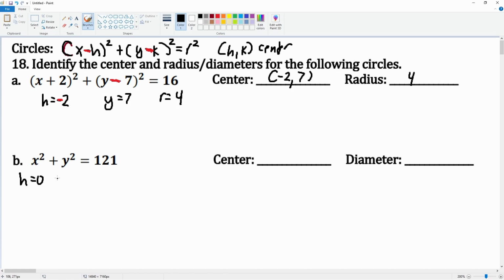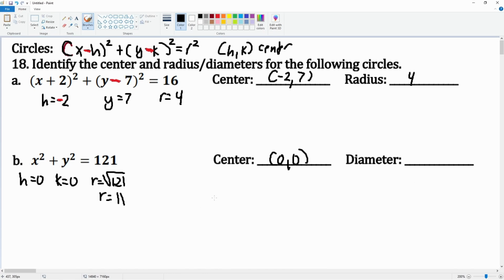The k here is also a 0. We want to take the square root of 121 for the r, and I think that is the square root of 121 is 11. Okay. So the center here is 0, 0.